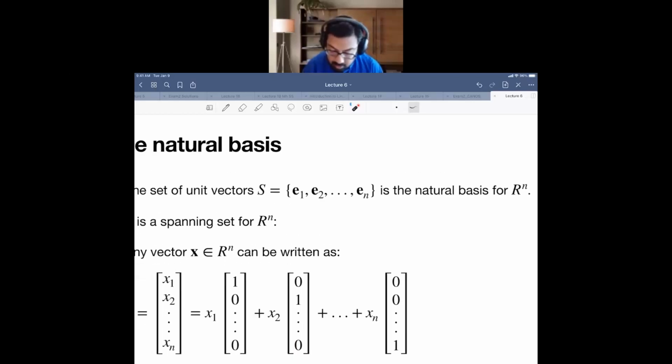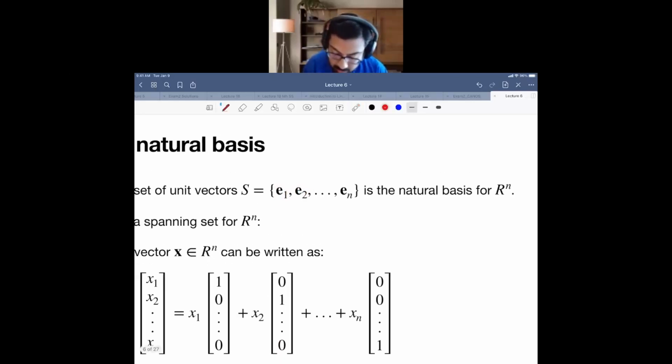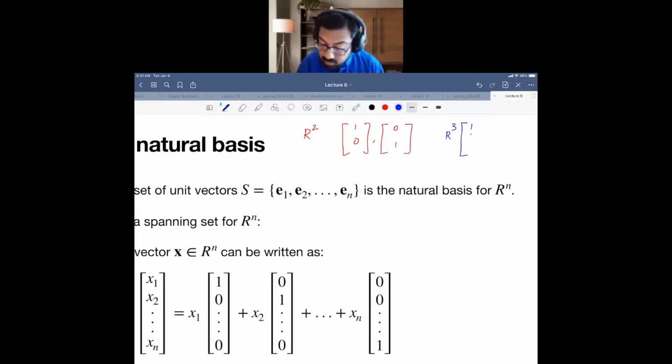So if you did it for a natural basis for R squared, you would have vectors 1, 0, and 0, 1, right? And if you did it for R cubed, you would have the natural basis or the basis vectors as 1, 0, 0, and you know the deal here, 0, 1, 0, and then you will have a third one there, 0, 0, 1. So these are unit vectors.